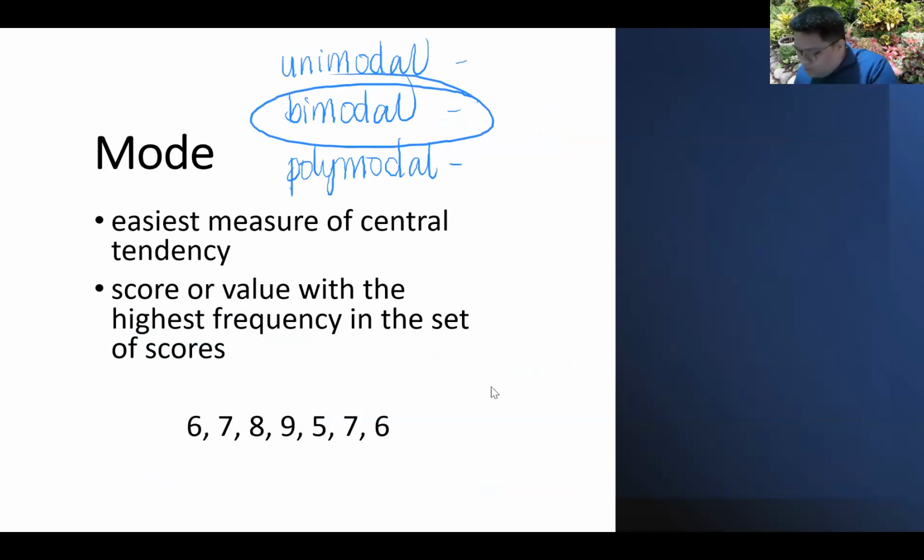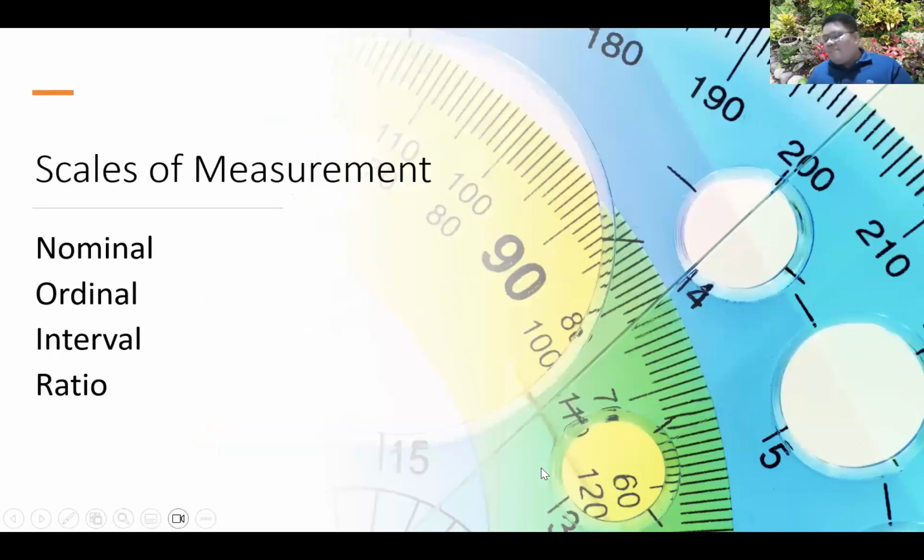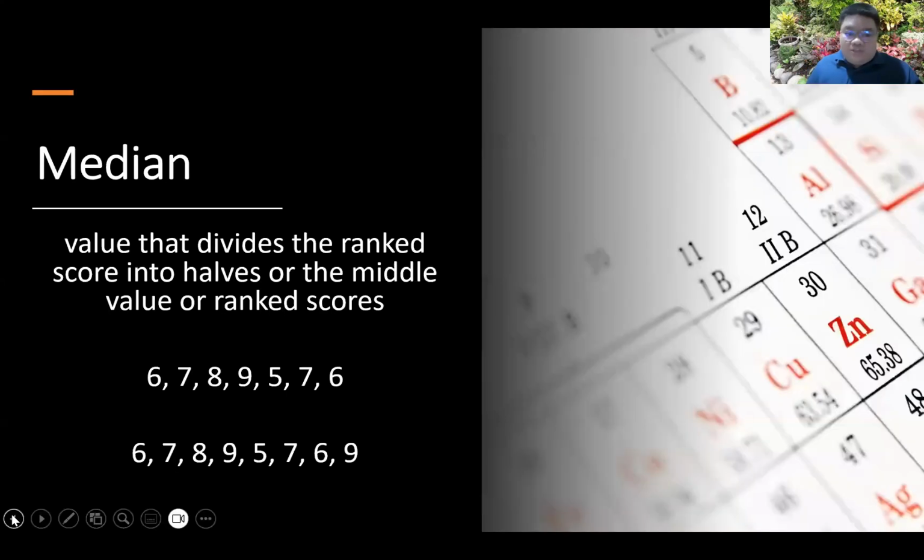Bakit po siya naging bimodal? Dalawa po kasi yung 6, dalawa din po kasi yung 7. So yung mode po natin is 6 and 7. In other words, it's the most frequently occurring scores among your students in a 10-item exam. So pwede nating sabihin na, uy, marami yung naka-6, marami din yung naka-7 sa exam natin last time. Okay? That's one example.